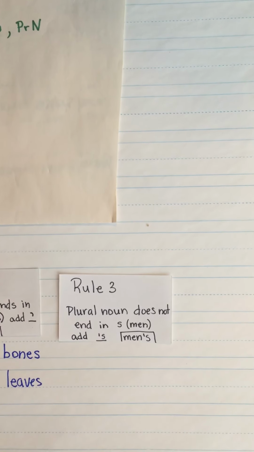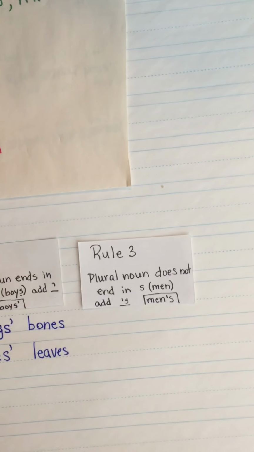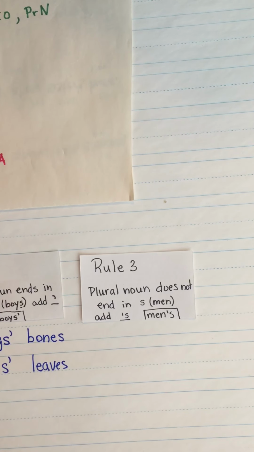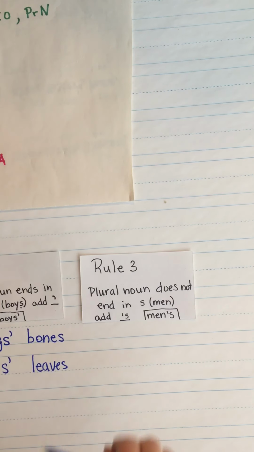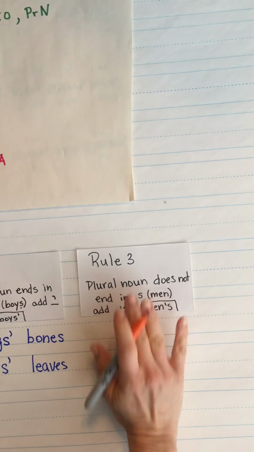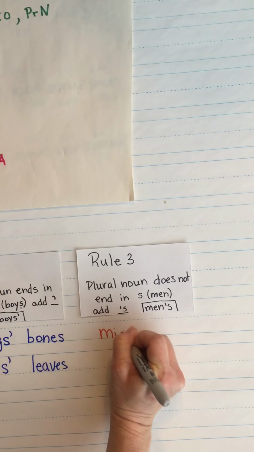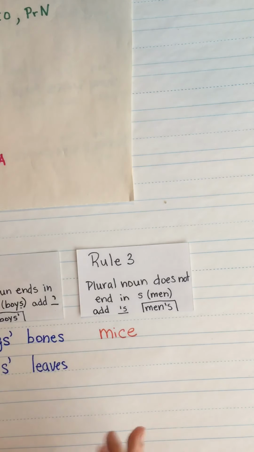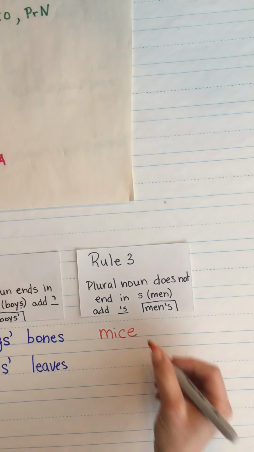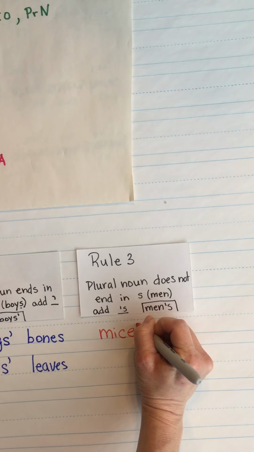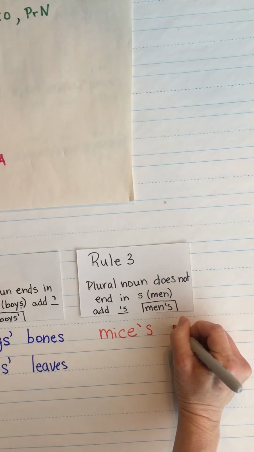All right, so rule 3 now tells us if it's already a plural word, but it doesn't have an S, we add an apostrophe S. So men is an example, children we've talked about. Let's do, for an example here, mice. What if it's the mice's nest? We would add apostrophe S, the mice's nest.